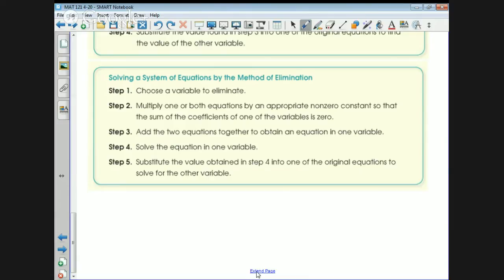And this little piece here is just using the fact that if you have 7 equals 7 and 2 equals 2, if you add the left sides, you get 9. If you add the right sides, you get 9. And you maintain equality. That principle will always hold. If you have things that are equal, you add the lefts together, you add the rights together, the equality is maintained in your result. So when you add the two equations together to obtain an equation in one variable, that one equation is what can be used to solve for one of the variables. Then you substitute the value obtained in step 4 in one of the original equations to solve for the other variable. Last step is pretty much the same in each of these.